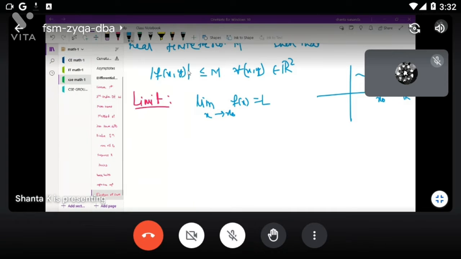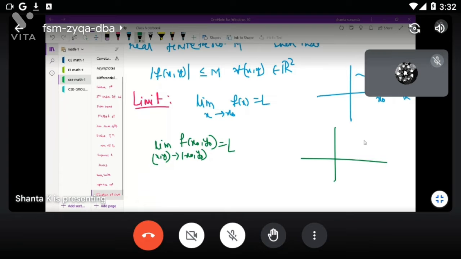Now here you see what happens in R2. We have two variables, x and y. If you are saying at (x naught, y naught), it will approach (x naught, y naught), so f of (x naught, y naught) is L. Now what do you understand here? Here we have the entire R2. The domain will be either R2 or a subset of R2. Suppose we have a point in the domain, say the point P (x naught, y naught).